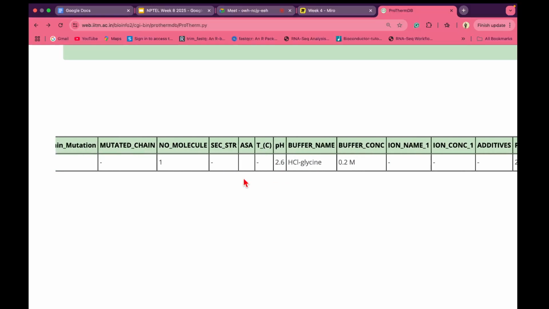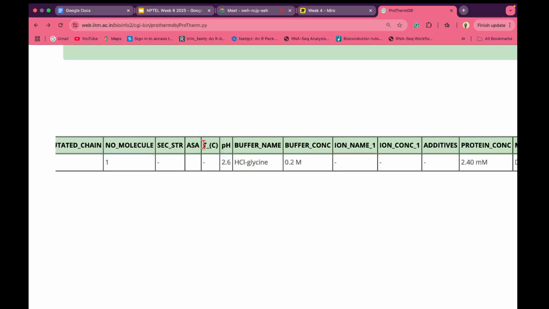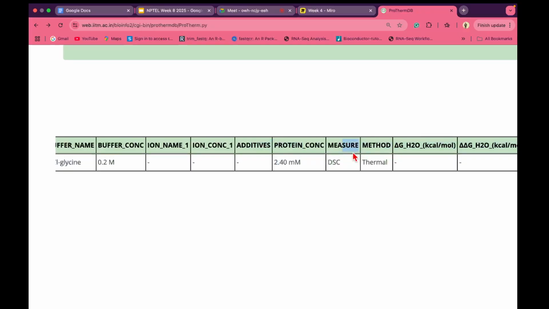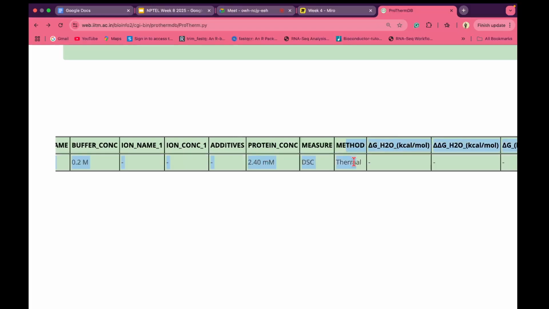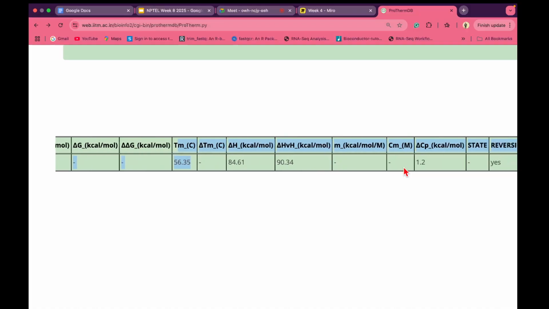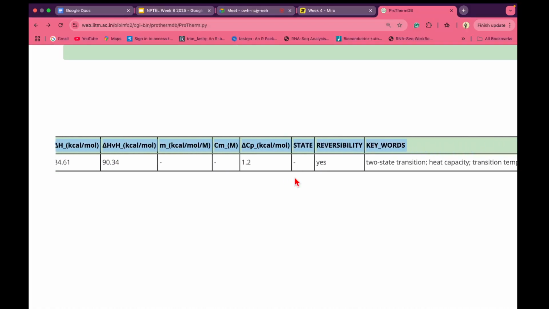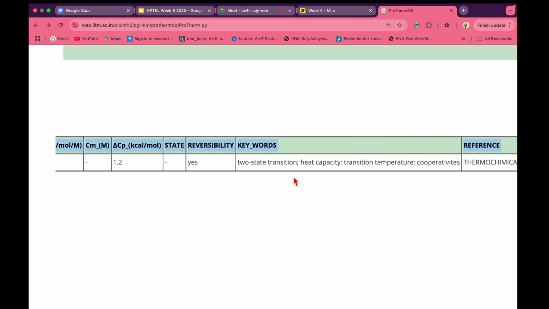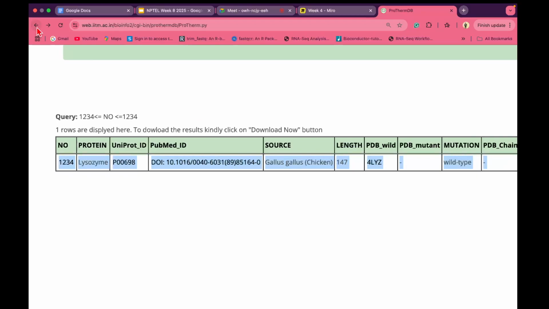and followed by that we have experimental information such as temperature, pH, buffer name, buffer concentration, ion concentrations, protein concentration, and measurement method. These thermodynamic measures were obtained from differential scanning calorimetry, and the method we call thermal denaturation method, and we have values such as Tm, the melting temperature of the protein, which is 56.38, and we have other parameters such as delta H, delta VH and other experimental information along with the related entries. So this is how searching in the database works.